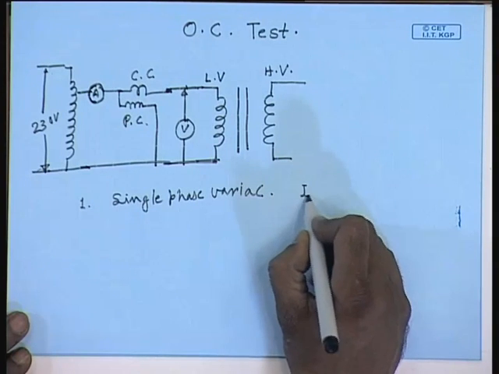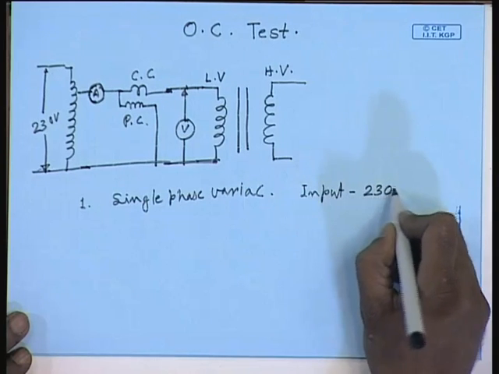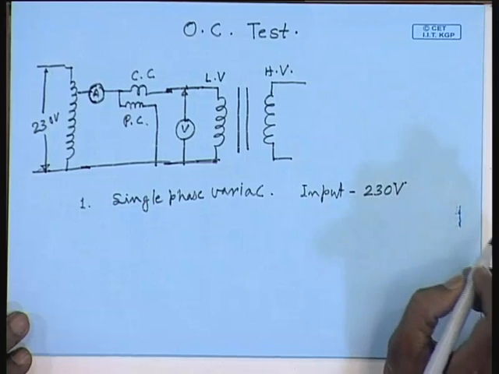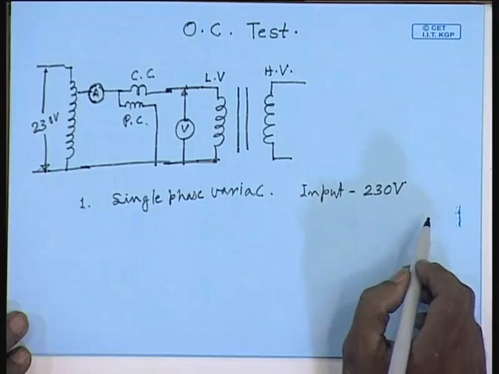Its input voltage will be 230 volts. A variac will give an output voltage at least up to the input voltage. So, this voltage rating is sufficient.